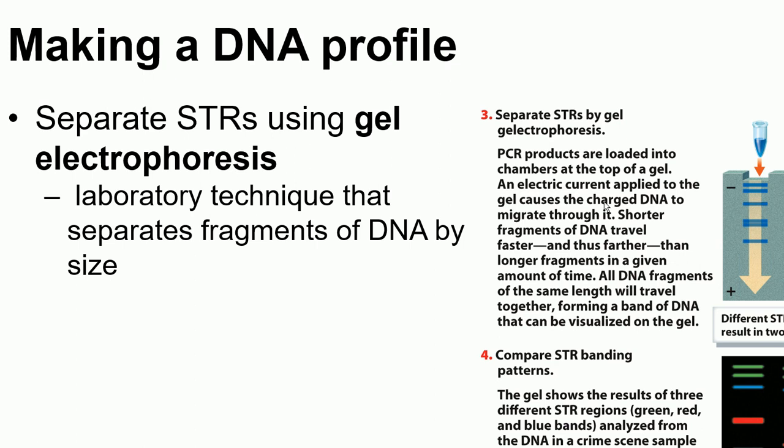So the short fragments, because they're small, can move easily through the pores of the gel, they move away from the well, and the big fragments stay close to the well. So this is the way we do it.